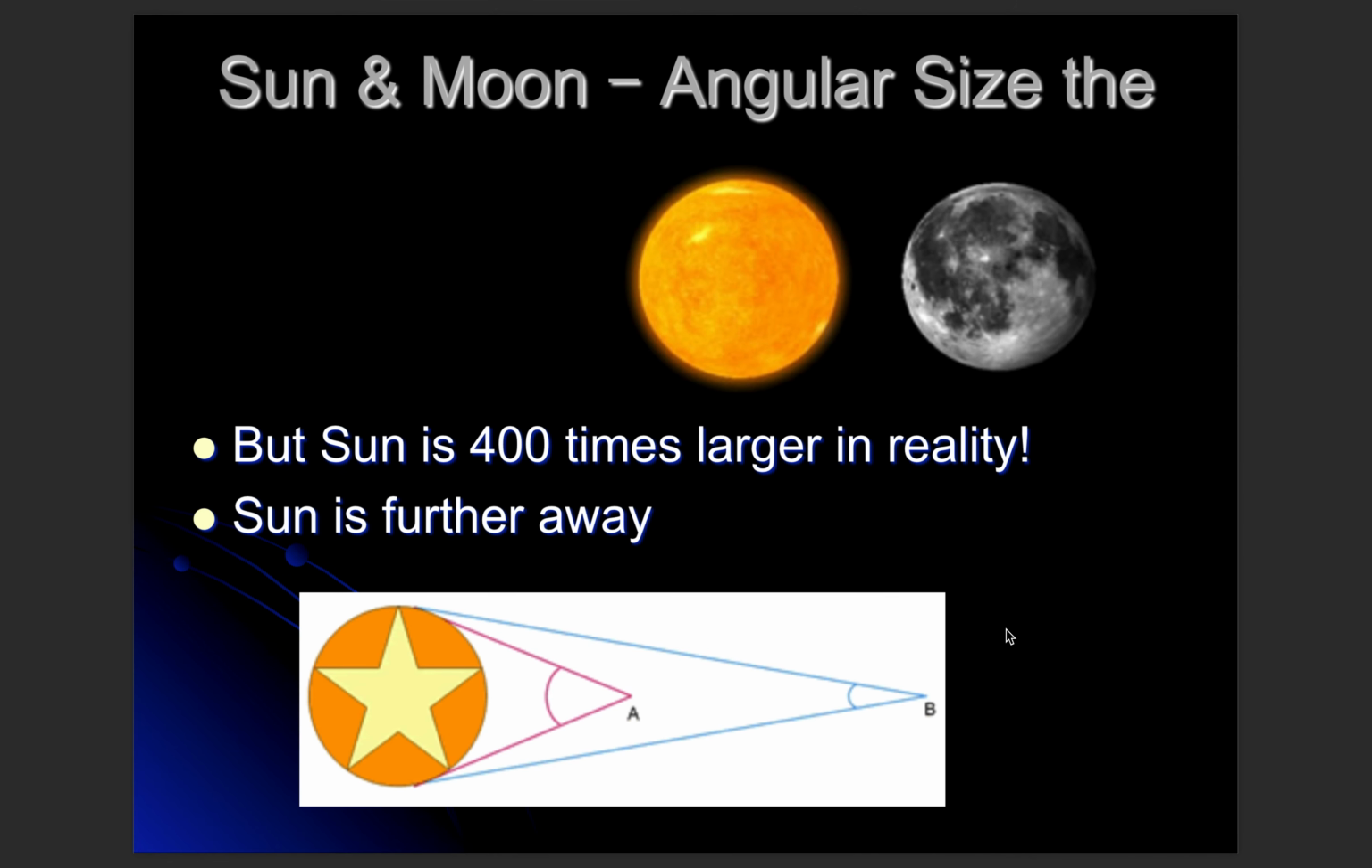So when we talk about angular sizes, we look at the sun and the moon in the sky, and they actually appear similar in angular size. But we know the sun is a lot bigger, okay? It's about 400 times larger than the moon in reality. But what's important is that the sun is farther away. So if you tried the example of getting closer to the wall and further from the wall, you could actually experience this difference, okay? The closer you get is going to change the angular size that you see, and the farther you get, the angular size is going to change.